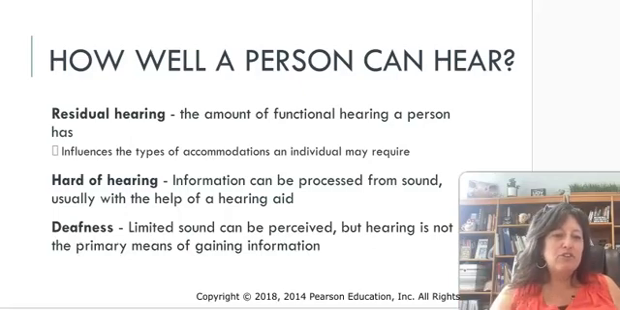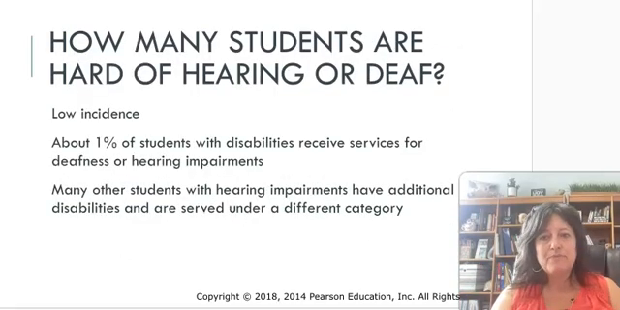And this is the amount of functional hearing a person has, and it influences the accommodations that a student may need in a classroom. When we talk about a student that is hard of hearing, information can be processed from sounds, but they're usually helped with the hearing aid. So this would be my daughter, Abby. Deafness, on the other hand, limited sounds can be perceived, but hearing is not the primary means of gaining information. Here, the primary means is usually in terms of ASL, American Sign Language.